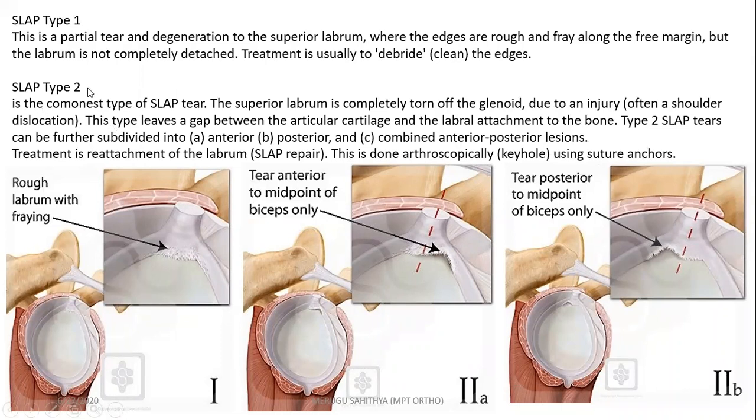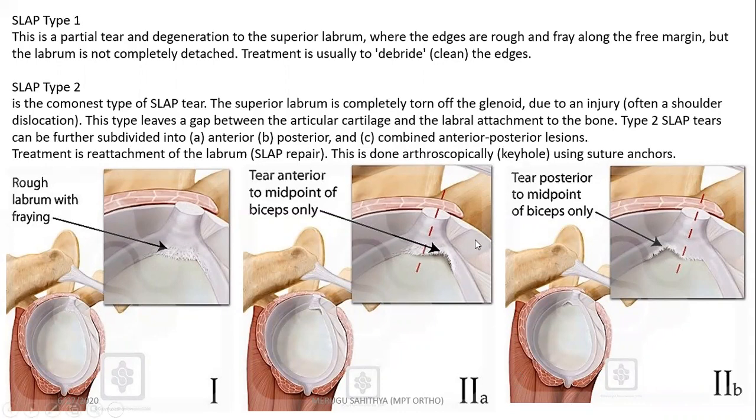And coming to the SLAP type 2, it is the commonest type of SLAP tear. In this, the superior labrum is completely torn off the glenoid due to an injury, often a shoulder dislocation. This type leaves a gap between the articular cartilage and the labrum attachment to the bone. Type 2 SLAP tears can be further subdivided into type 2 anterior, posterior, and combined anteroposterior lesions. Treatment is reattachment of the labrum, a SLAP repair. This is done arthroscopically using suture anchors.